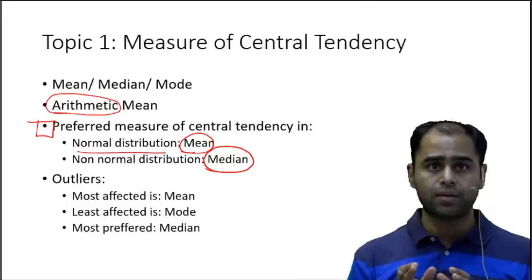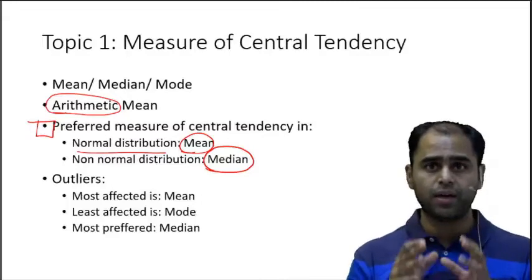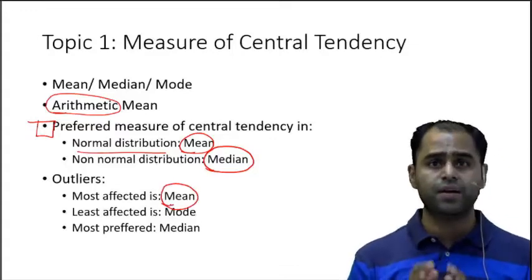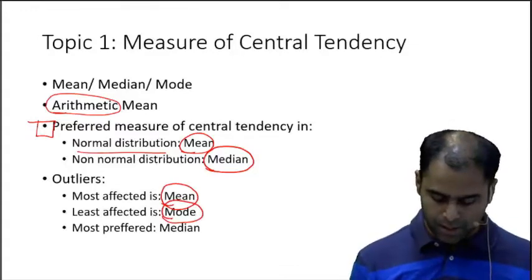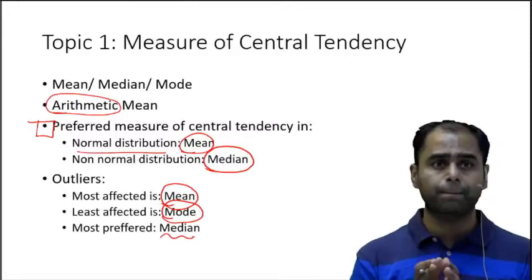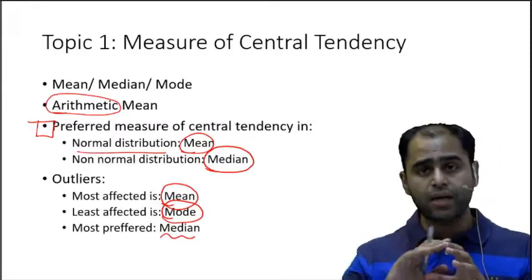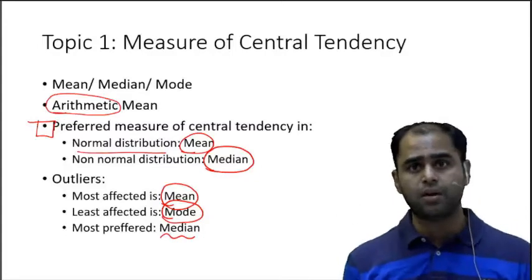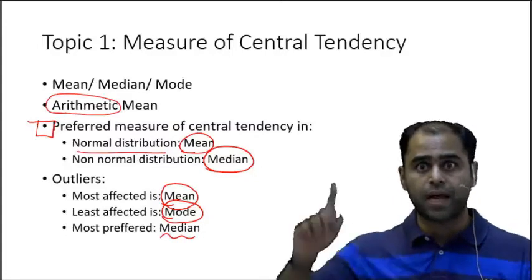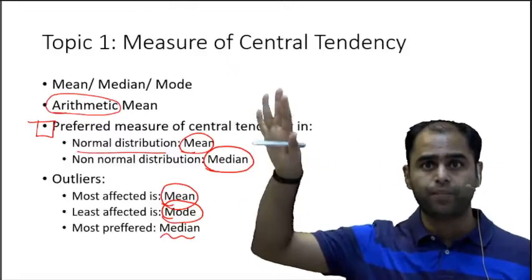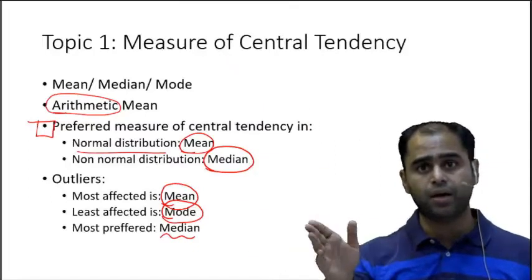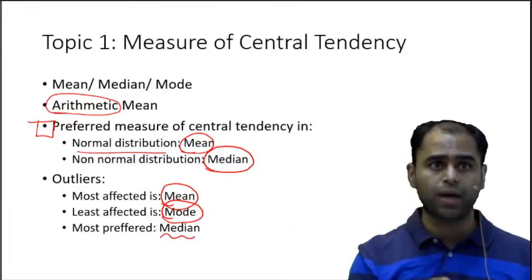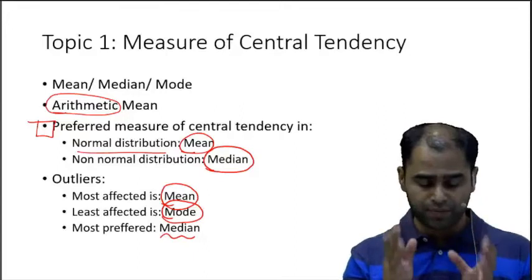Now, outliers. The most affected in case of outliers is the mean. The least affected is the mode, whereas the most preferred is the median. So what is an outlier? It is any extreme value. Suppose there are 1, 2, 3, 4, 5, 6, 90. This 90 will be an outlier. Similarly, if there is 90, 100, 105, 110 and there is 1, this 1 will be an outlier. So in case of an outlier, the most preferred is the median.